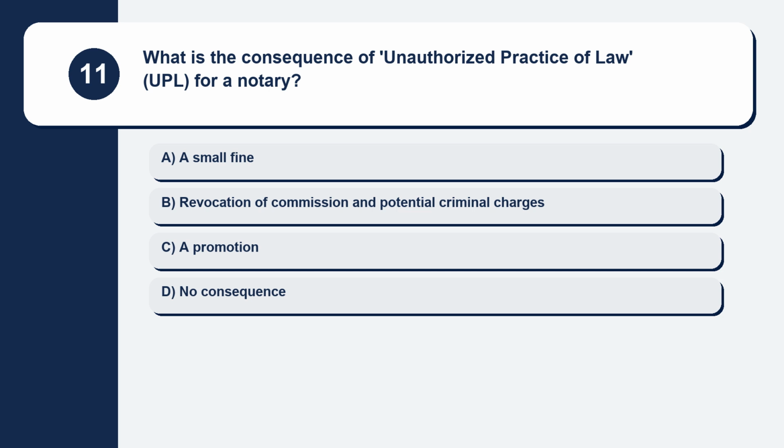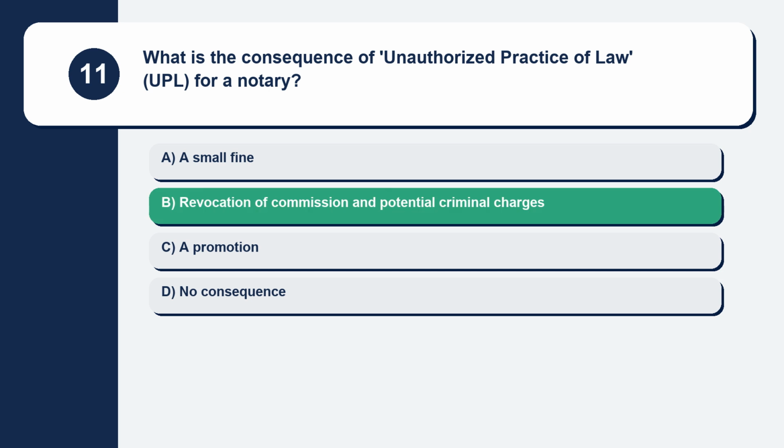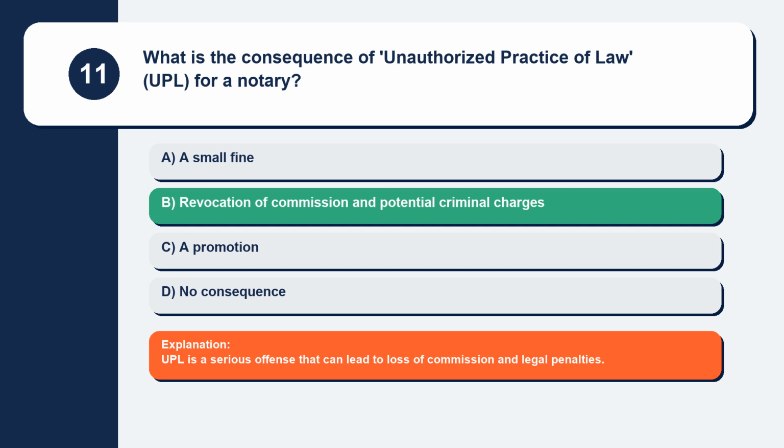Question 11. What is the consequence of unauthorized practice of law, UPL, for a notary? A small fine. Revocation of commission and potential criminal charges. A promotion. No consequence. UPL is a serious offense that can lead to loss of commission and legal penalties.